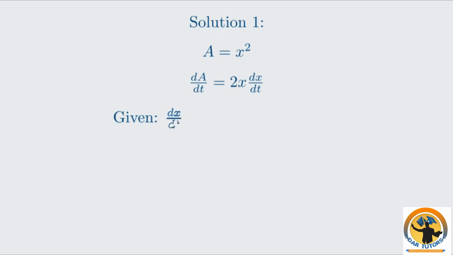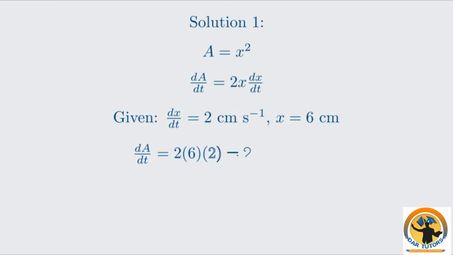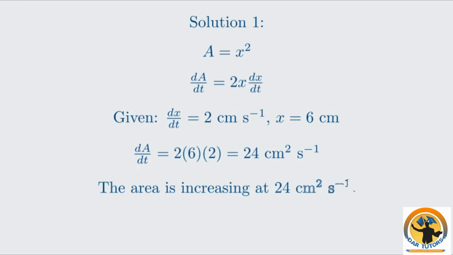First, question 1. The area of a square is A equals x squared. Differentiating with respect to t gives dA/dt equals 2x times dx/dt. We are given dx/dt is 2, and we want to find dA/dt when x is 6. Substituting these values, we get dA/dt equals 2 times 6 times 2, which is 24. So the area is increasing at 24 square centimeters per second.